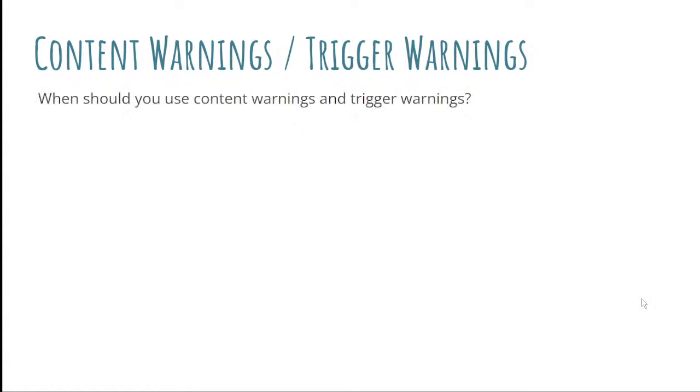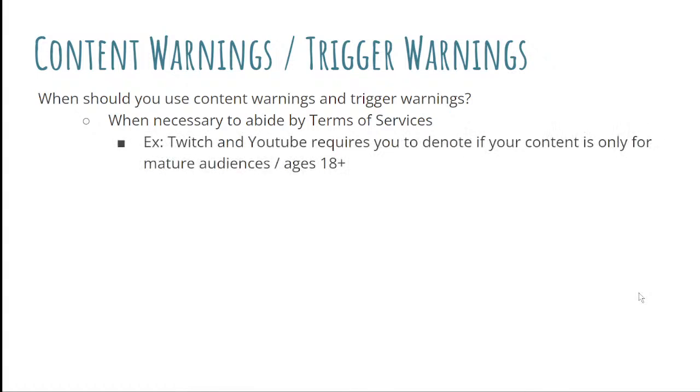So when should you use content warnings and trigger warnings? We know what they are, but sometimes it's hard to tell. Should I be using one? When is appropriate? Well, you should always be using them when necessary to abide by the terms of service of the website that you are streaming or posting videos on. For example, Twitch and YouTube require you to denote if your content is only for mature audiences or ages 18 or up.